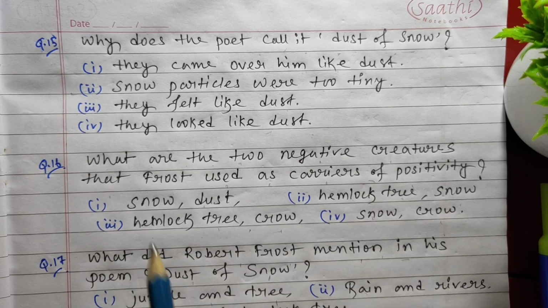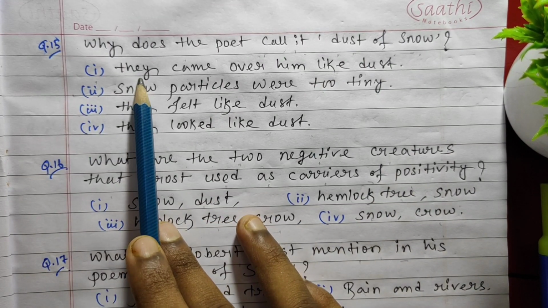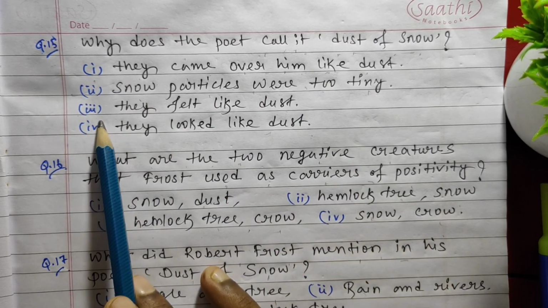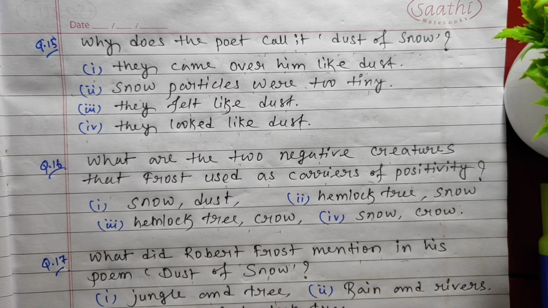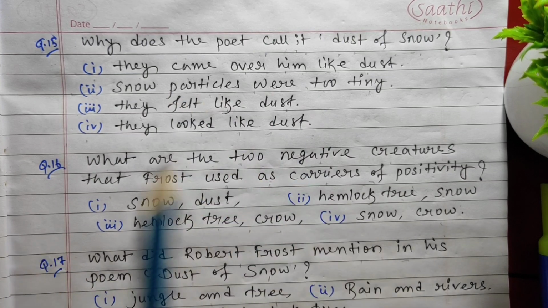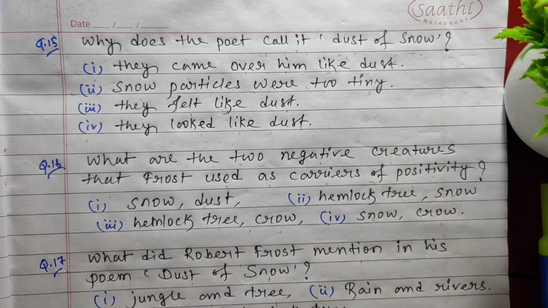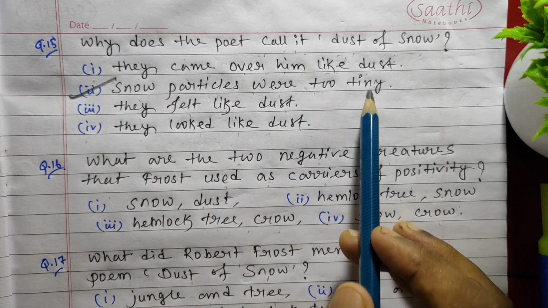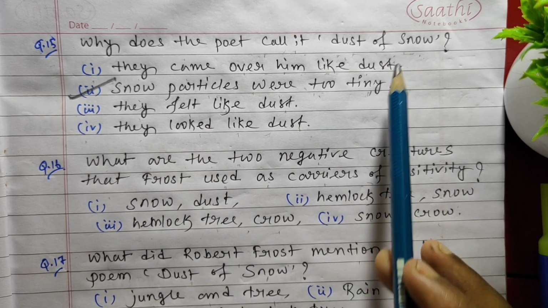Now question number 15. Why does the poet call it dust of snow? Number 1 they came over him like dust. Number 2 snow particles were too tiny. Number 3 they felt like dust, and number 4 they looked like dust. The question is asking, why did the poet call the falling of snow as dust of snow? And the correct option is number 2, snow particles are too tiny, because they are very small. That's why the poet compared the snowfall with dust.